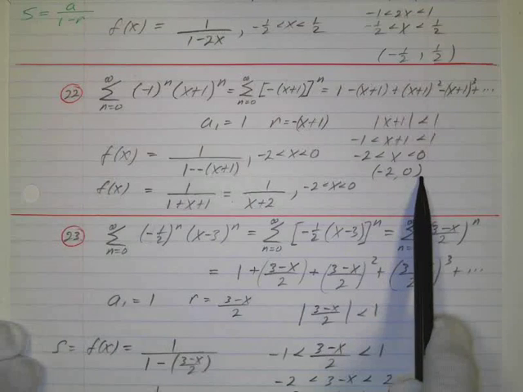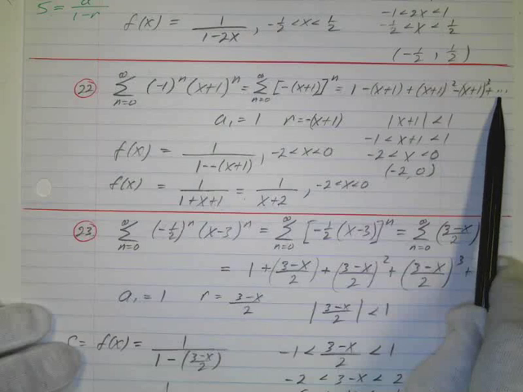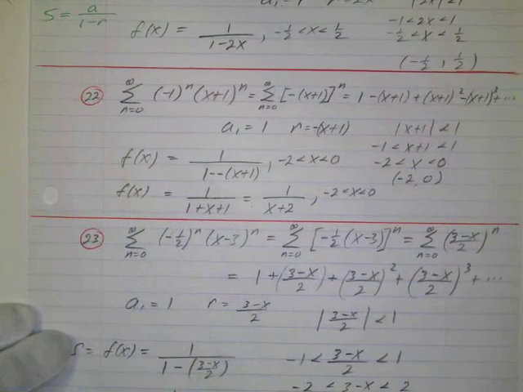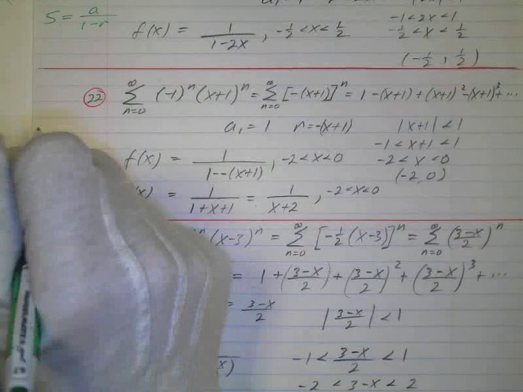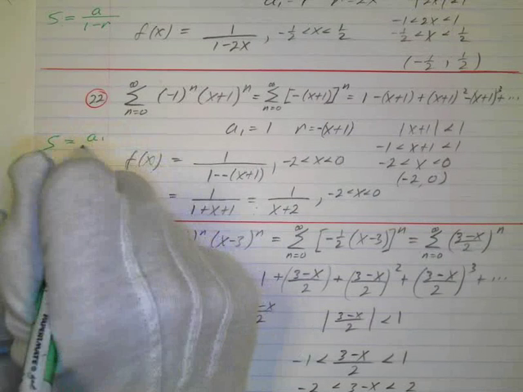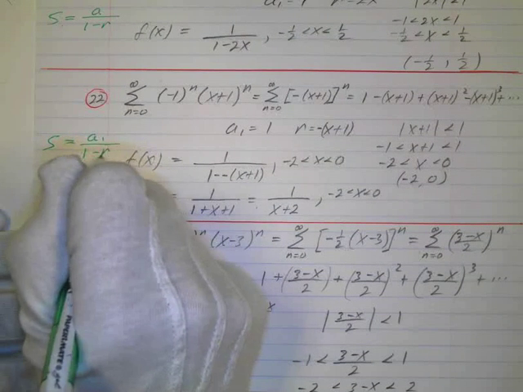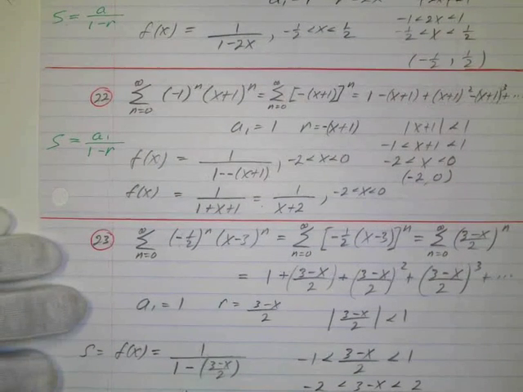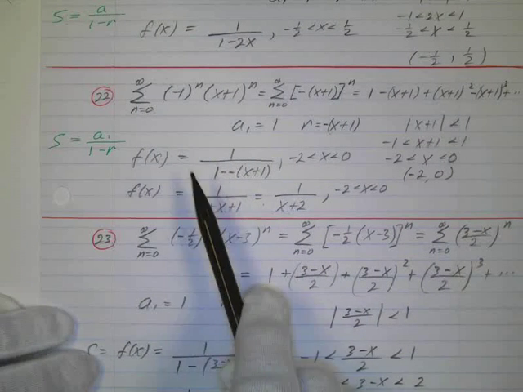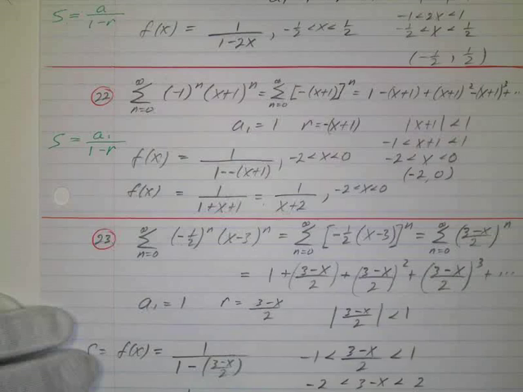So for those values of x, and only those values of x, this will converge. And it will converge to its sum. Again, we're using the same formula as before, and I'll write it over here again. It's such an important formula: a, or a sub 1, all over 1 minus r. My a sub 1 is 1, all over 1 minus r, and my r is negative x plus 1.